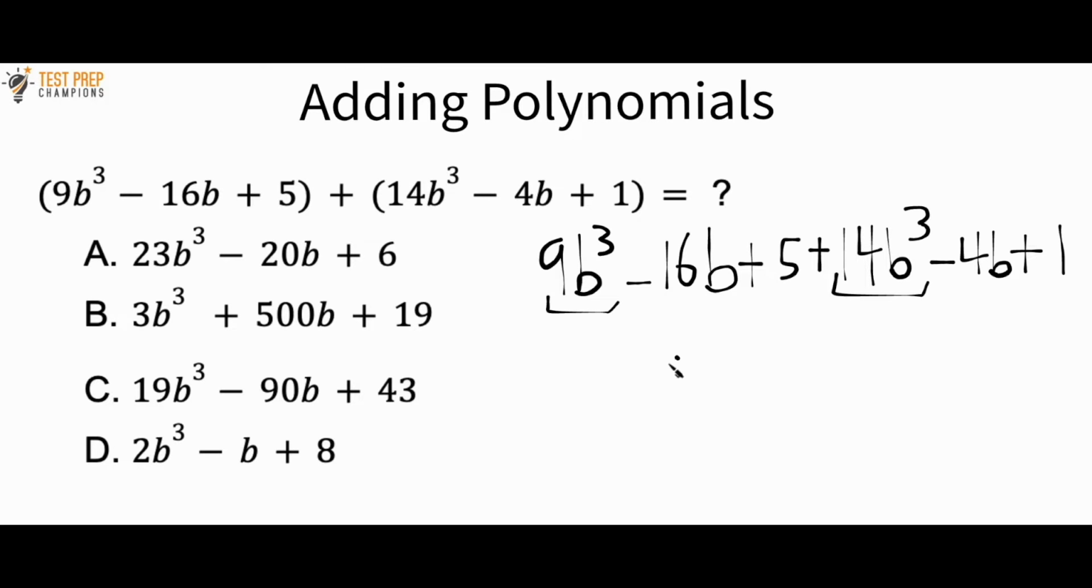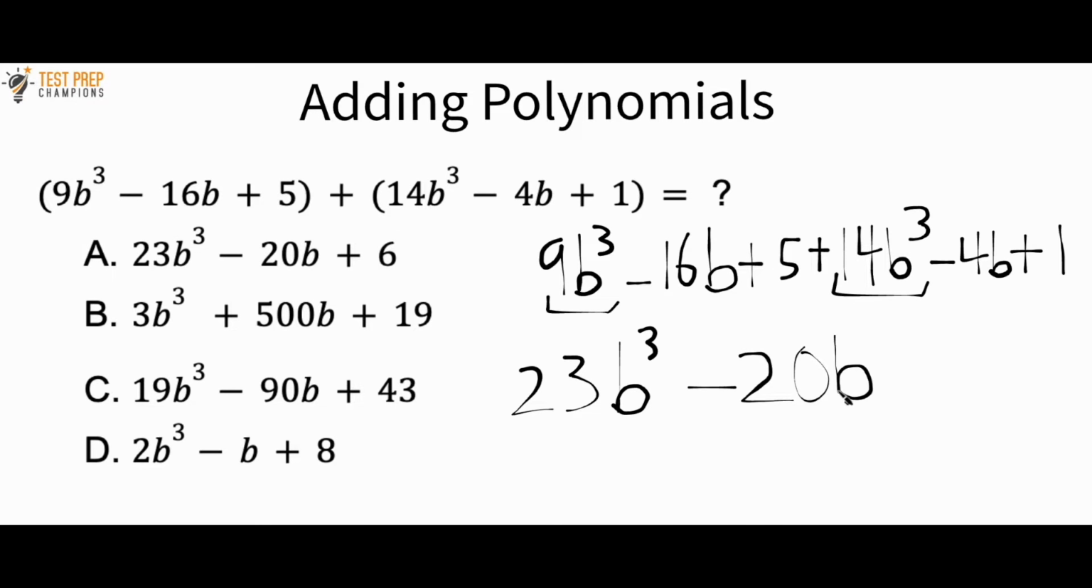So how do I do that? Well, I just add 9 and 14, which is 23. And I bring that b raised to the power of 3 along for the ride. Now let me go to the next term. I have this minus 16b, and I want to see if I have any other terms with just b's in them. And I do. I have this minus 4b. So negative 16 minus 4 is negative 20, and I bring that b along for the ride.